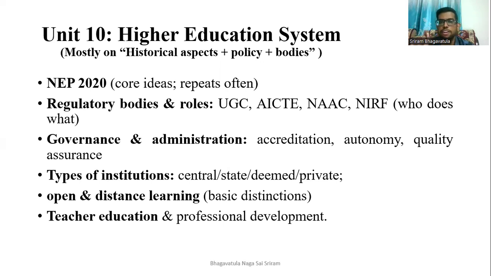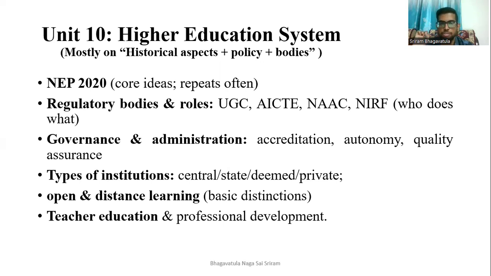Next one is governance and administration, accreditation. Now we all say NAAC A++ categorized. Who will give accreditation? What is the autonomy? Whether deemed universities are autonomous or they will be following certain rules and regulations of the government or not. What is the quality assurance which other institutes will be giving? All of these things are important.